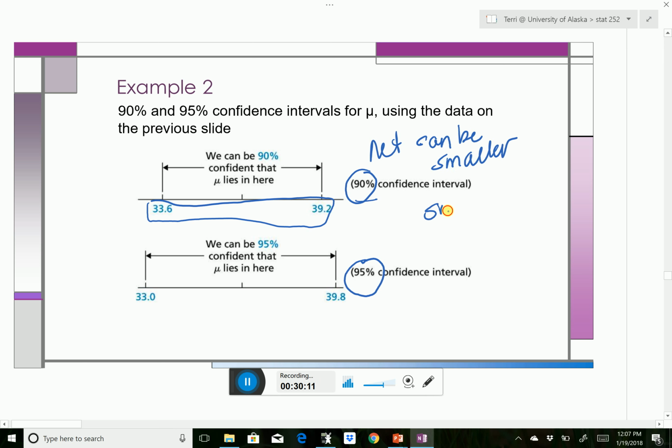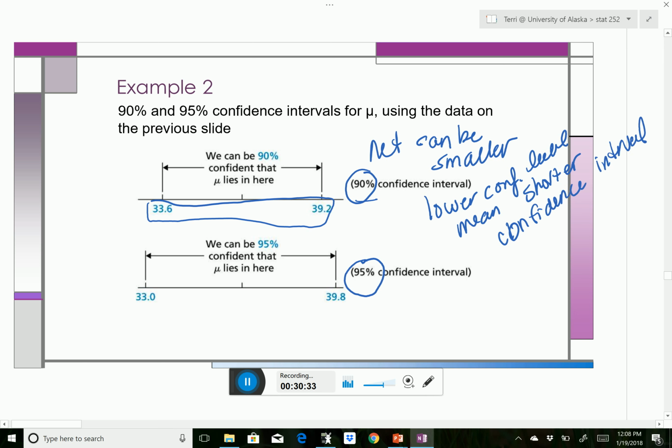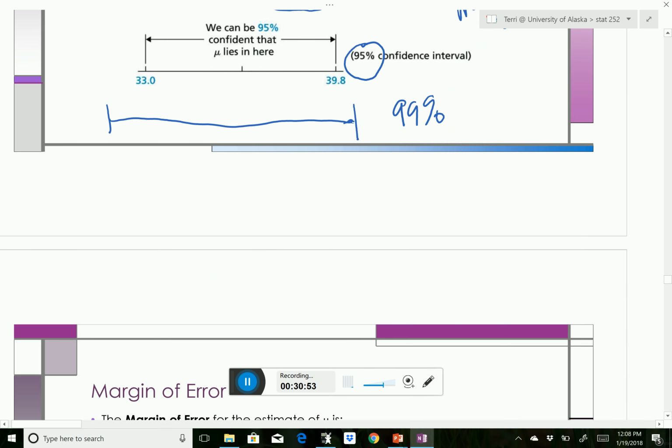So the lower the confidence level means a shorter confidence interval. And when I go up to 95, it goes out farther. Now, if I go up to 99, it would be even bigger. Because if I'm going to be more confident that I'm going to catch that fish, my net's going to have to keep getting bigger in order to catch it. And I think, yep, margin of error.